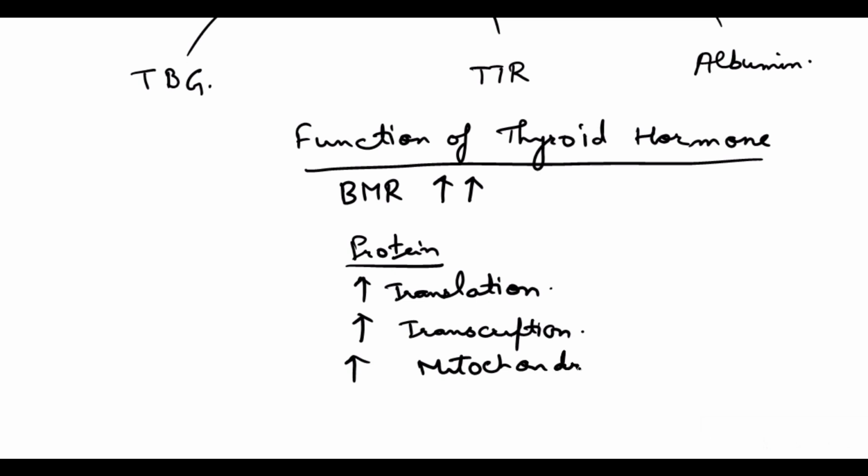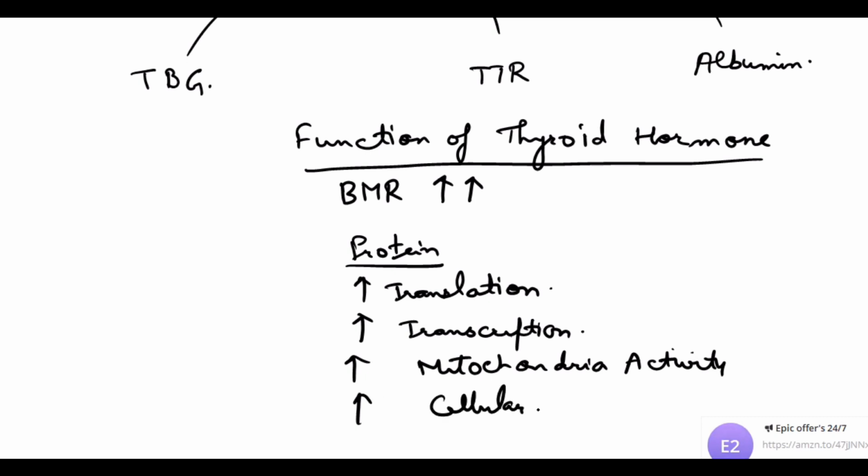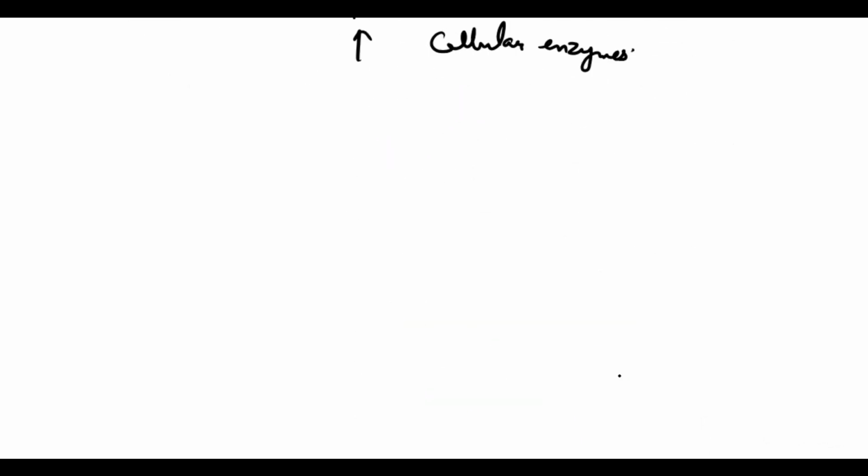Second, thyroid hormone acts on the mitochondria and so increases their number and activity in most cells. So this enhances the synthesis of RNA and other substances by activating a series of enzymes that boost up the ATP production. Apart from that, it increases the activity of cellular enzymes.